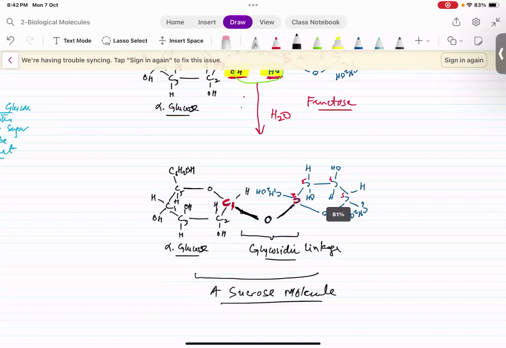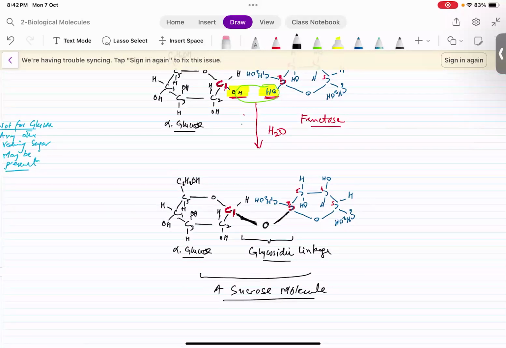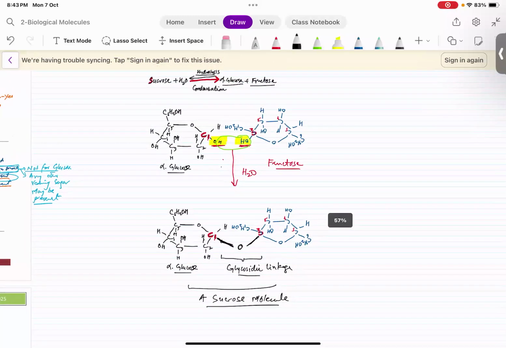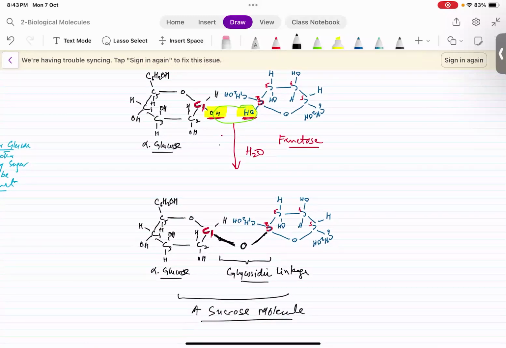Okay, so that's about disaccharides. In our next lesson, we'll discuss the polysaccharides. And in polysaccharides, we have storage polysaccharides and structural polysaccharides. In storage polysaccharides, we will discuss the structure of starch, in which amylose and amylopectin structure will be discussed, and then glycogen. And then in the structural polysaccharides, we'll discuss the structure of cellulose. And in the next class, we'll be able to finish these carbohydrates. So that's it for now.